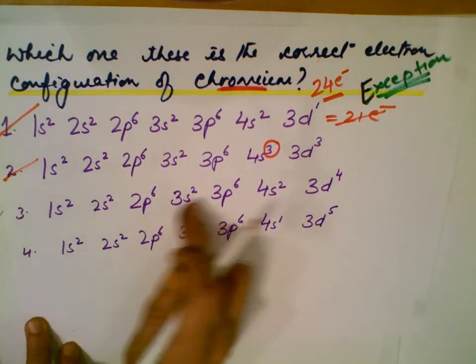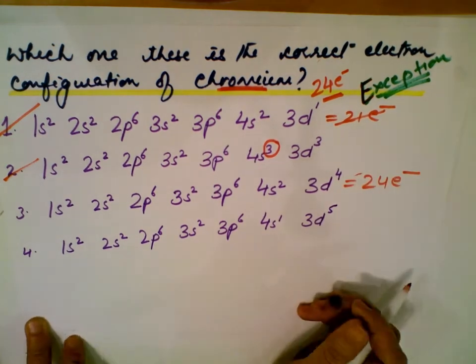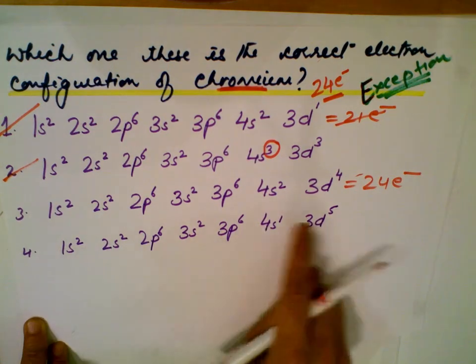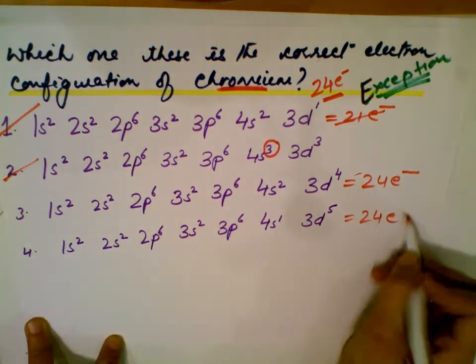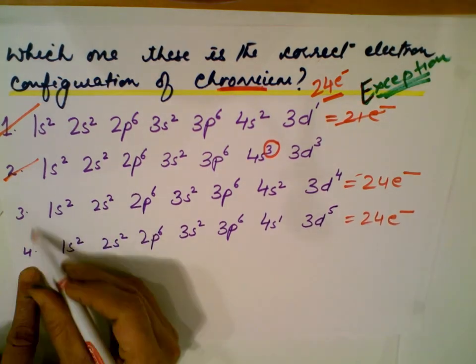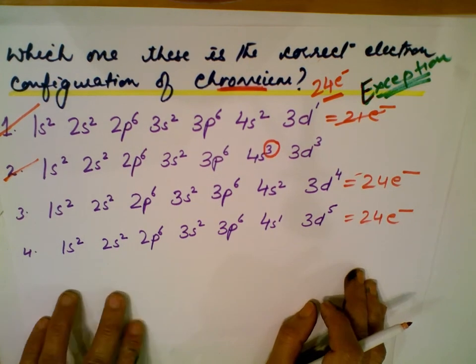2 plus 2 plus 6 plus 2 plus 6. This adds up to 24 electrons. Doesn't look bad. How about this one? 2 plus 2, 6. This is 24 as well. Now my possibilities are either this one or that one. These are the rule breakers, and chromium is one of them.